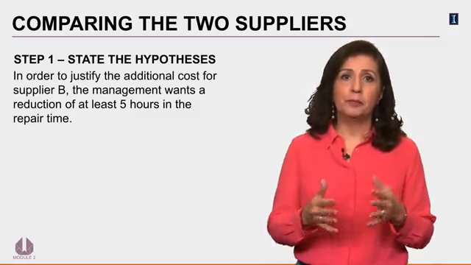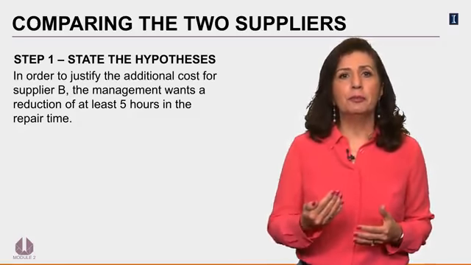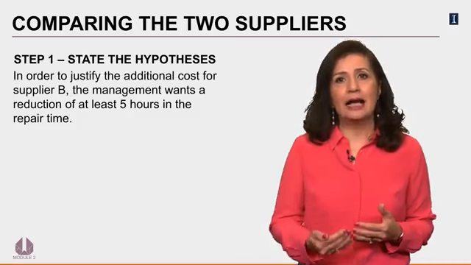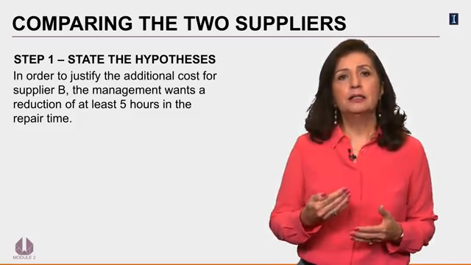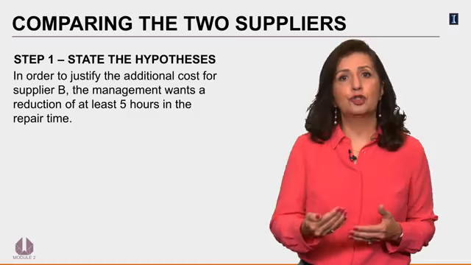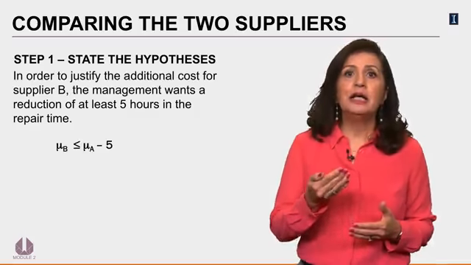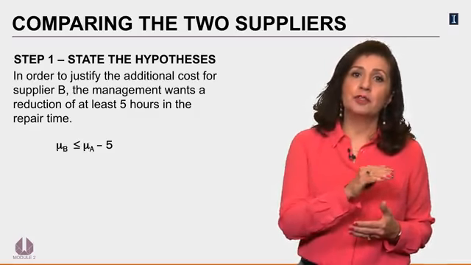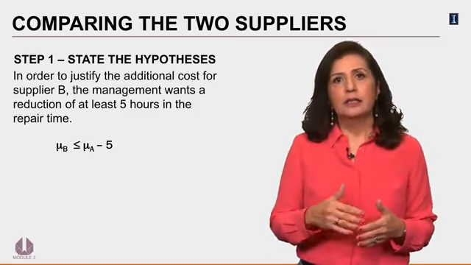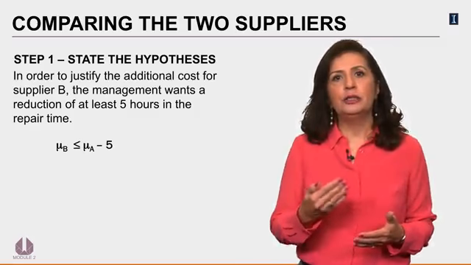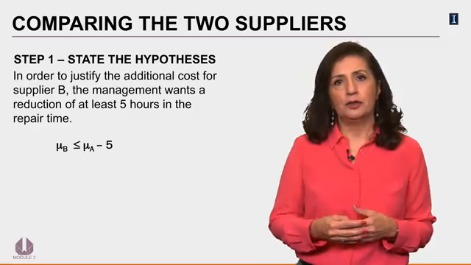This is step 1. Here, just as before, the onus will be on supplier B to show that indeed they are that much better than supplier A. If you look at the problem, this is what we want supplier B to show. That is, their average time will be less than the average time of supplier A by 5 hours or more. Now, the equality sign has to be in the null. So we get the following as the null and the alternate hypotheses.